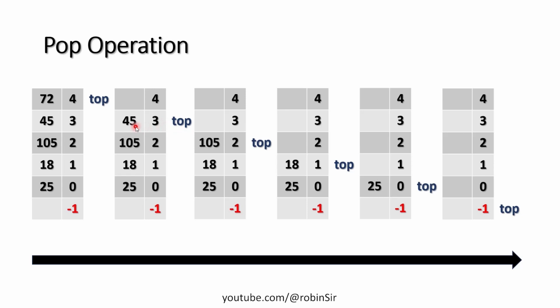Now 45 is the topmost element. Now when you are deleting 45, 45 is returned and top again decreases by 1. So now top is pointing to index 2. So 105 is the topmost element now. Again, when you are deleting 105, 18 becomes the topmost element. When you delete 18, 25 becomes the topmost element. And when you delete 25 also, the stack becomes empty. So once again, you can see top has reached its initial state where top is pointing to -1.